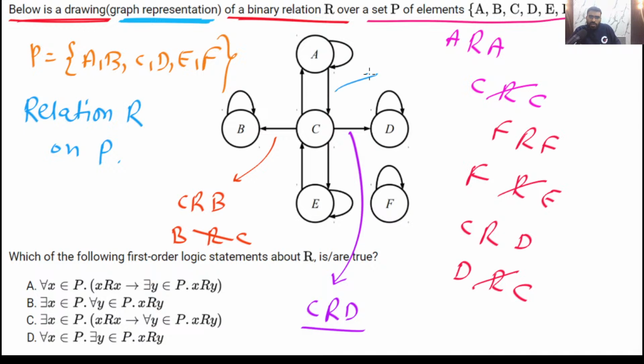For example, here you can notice that this means A is related to C. And what does this mean? This means C is related to A. So you can see A related to C, and this means C related to A. So like this. First you understand the question.